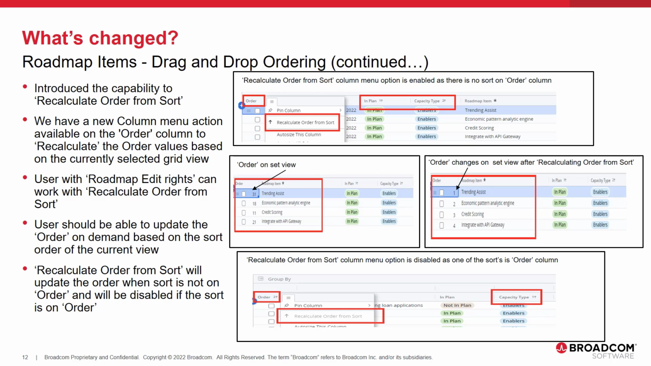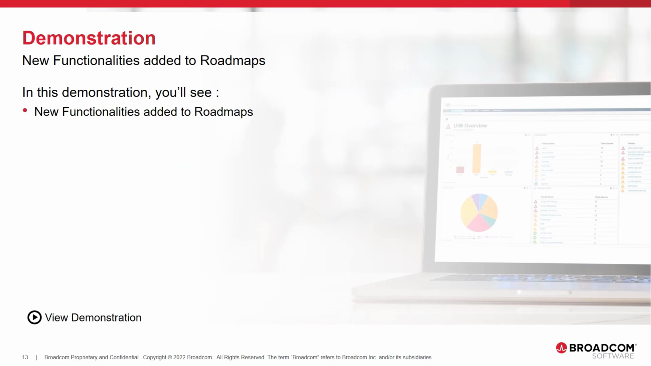Recalculate order from sort column menu action will be disabled if the sort is on order. Let us go through the demo of the new functionalities added to Clarity Roadmaps.